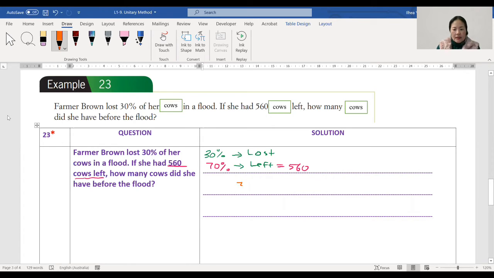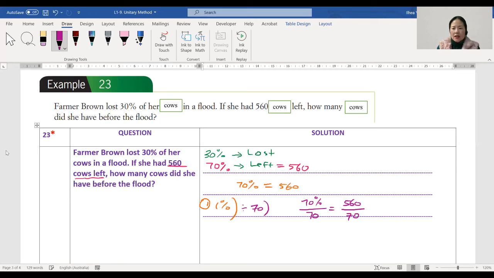70% represents 560 cows. So the first step is we have to find 1% of that. How many cows are 1%? As you will know by now, you will divide by itself, so 70. So I will go 70% divided by 70, and you will do exactly the same thing, divided by 70, on your right-hand side as well.